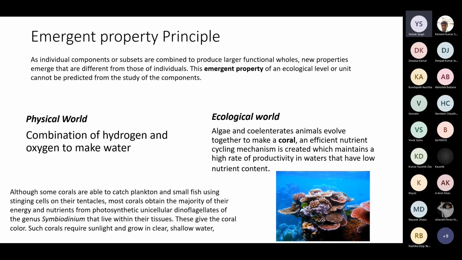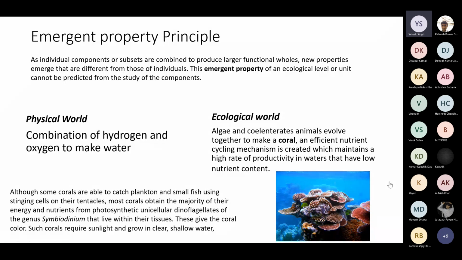This is a very easy example to understand that in an ecosystem also, we talked about having plants, the primary consumer, the secondary and the tertiary consumer. But the outcome in an ecosystem of all of these is something over and above the properties of the individual components. That is what the emergent property principle means. So in the ecological world, there is an emergent property principle.